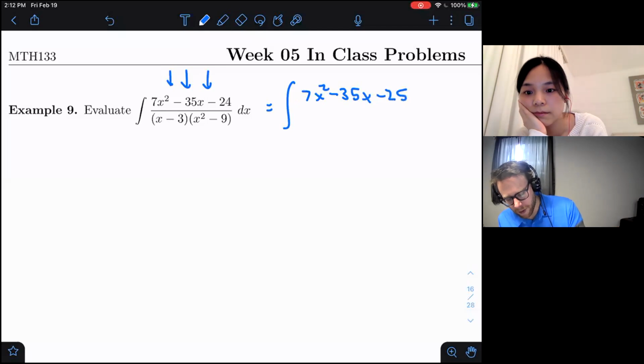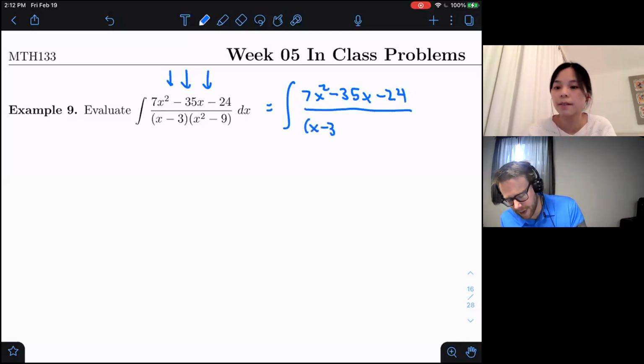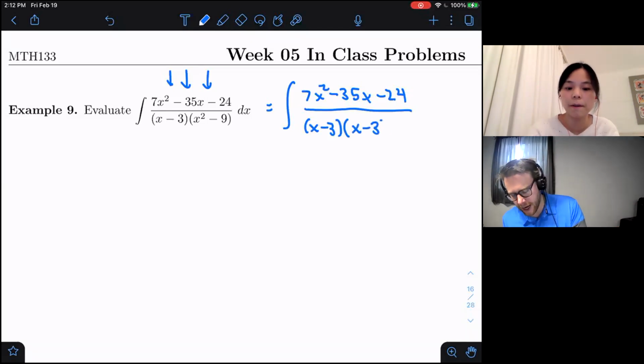Oops, that's supposed to be a 4. One of the worst 4s I've ever done there. So when I factor the denominator here, I'm going to get x minus 3. And we have a difference of squares here, right? So when I factor this, x squared minus 9, I get x minus 3 and x plus 3.